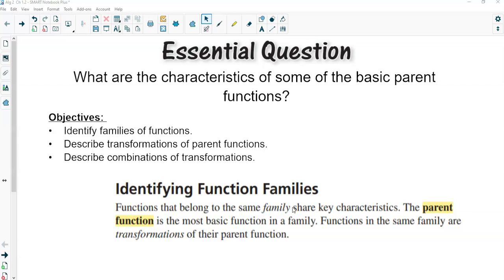Remember that in identifying function families, functions that belong to the same family share key characteristics. The parent function is the most basic function in a family. Functions in the same family are transformations of their parent functions. So basically what you're looking for is their characteristics. Usually, I tend to say that families look alike. So if I look at that graph and see how it looks, if it looks alike, then it's part of the family, okay?